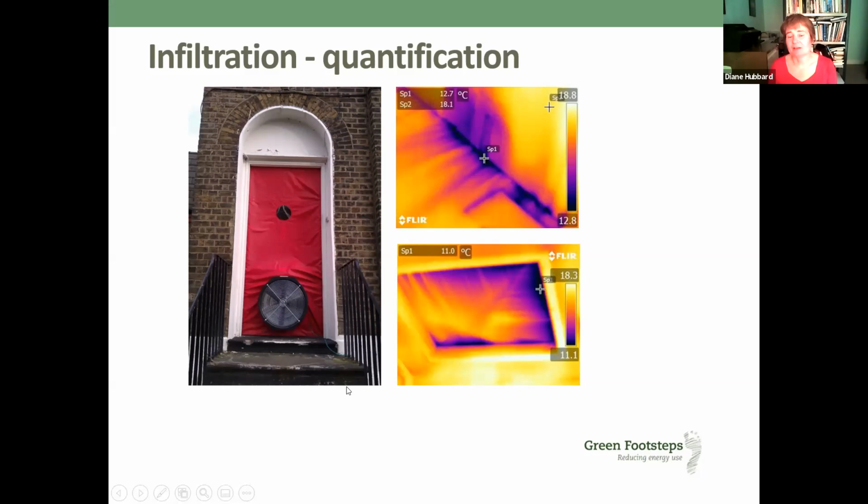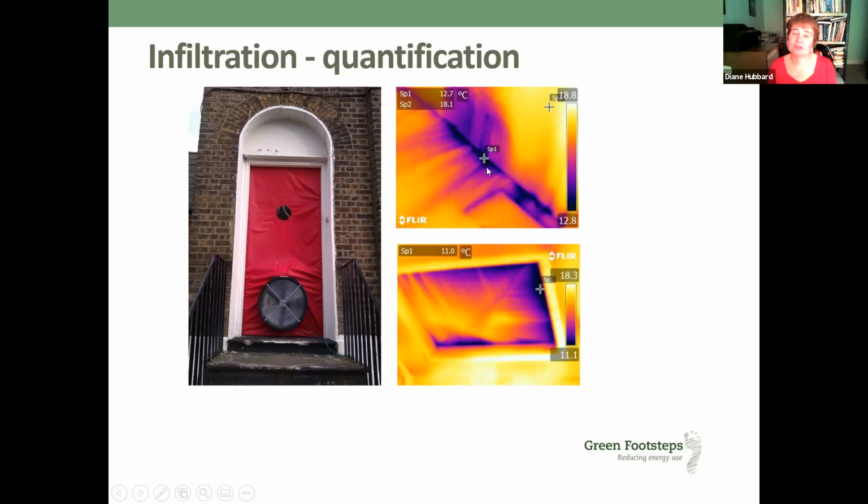So the two pictures on the right-hand side are using a thermal imaging camera. This is while the blower door has depressurized the building below outside pressure. So the fan has taken air out of the building. What happens is air gets pulled in through cracks and crevices and all those places we were looking at before. And we're seeing a picture then of where that air is coming in.